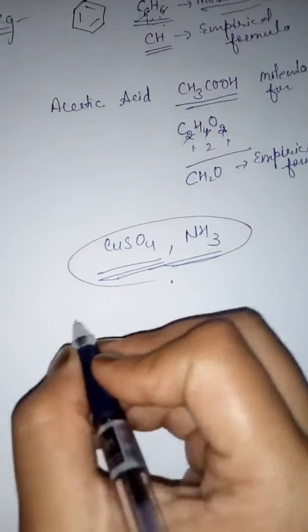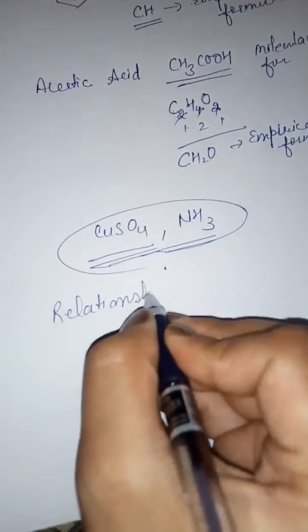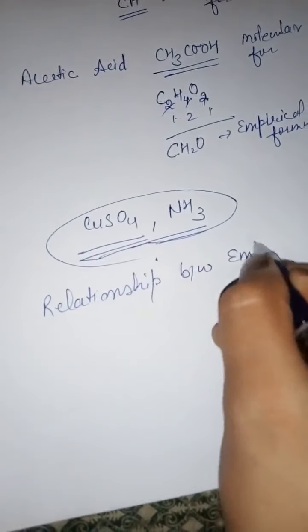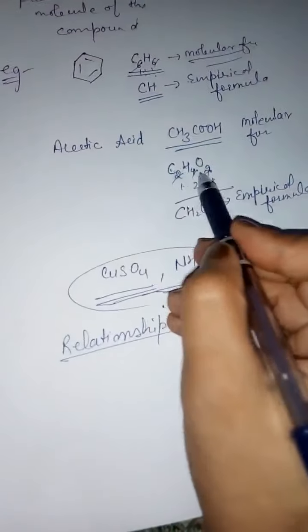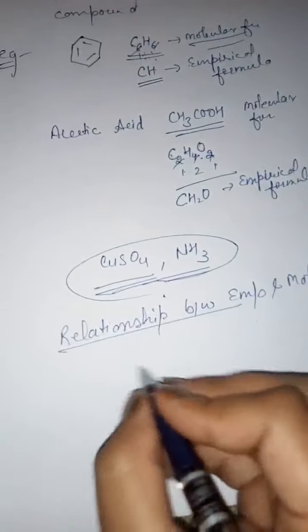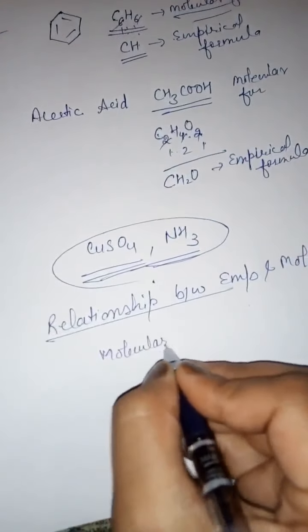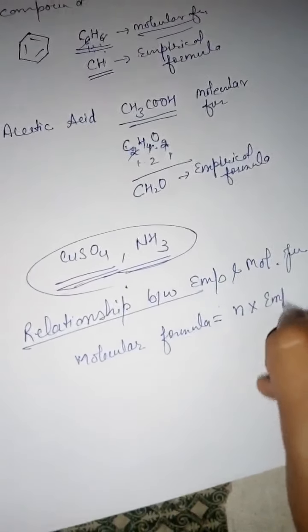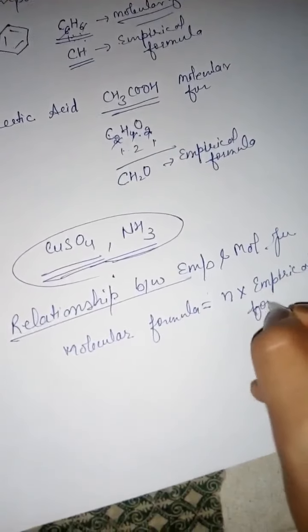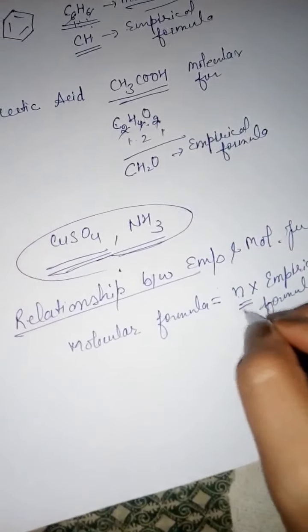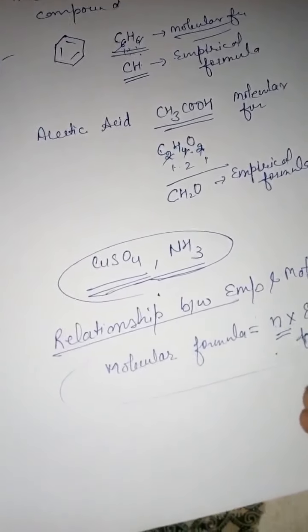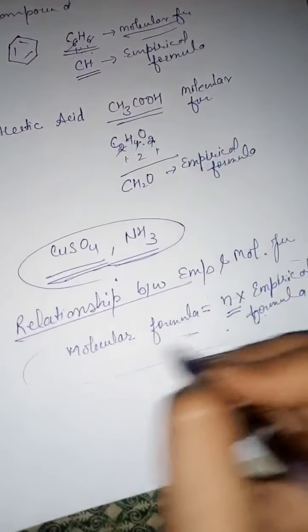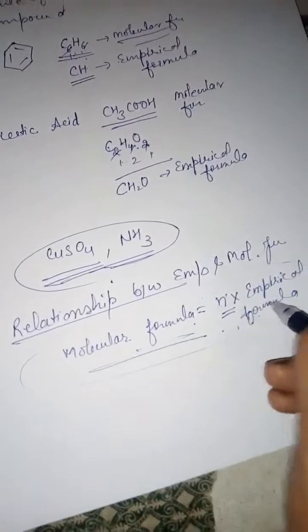Now, what is the relationship between empirical and molecular formula? From here you can see that molecular formula is equal to n times the empirical formula. In place of n, it can be 1, 2, 3, 4, 5, and so on. That is, how many times the empirical formula will repeat itself to give the molecular formula. That is, molecular formula is n times the empirical formula.